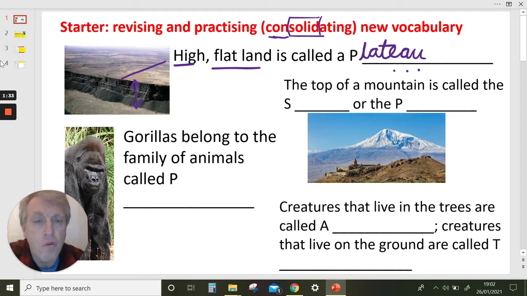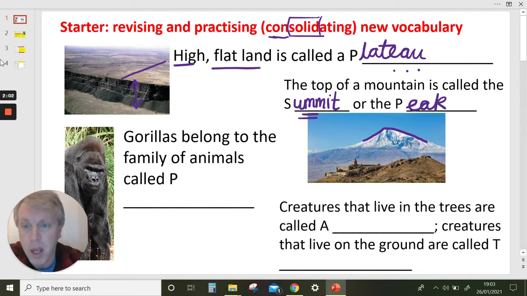E-A-U. Right. The top of the mountain is called, now there are two words for the top of the mountain when we get to the highest point. One begins with an S. Did you get it? The summit. And do you spell it with two M's? I hope so. Or the peak. The summit or the peak of a mountain.